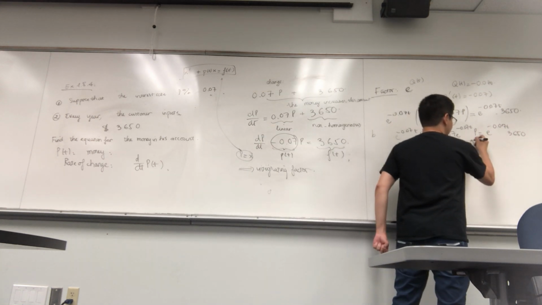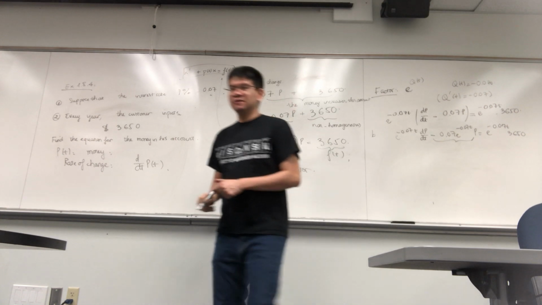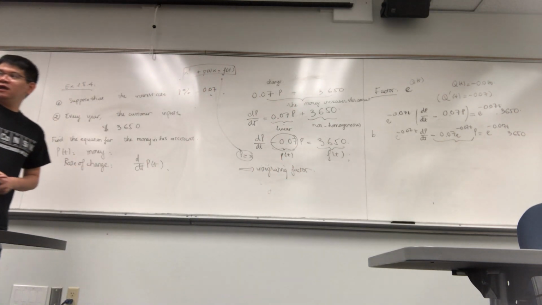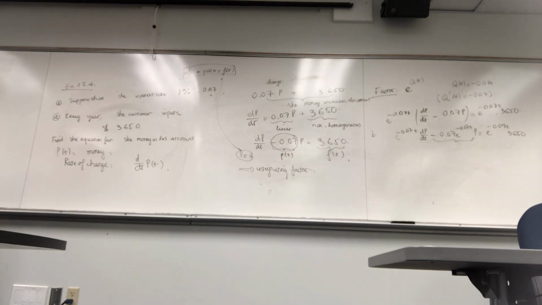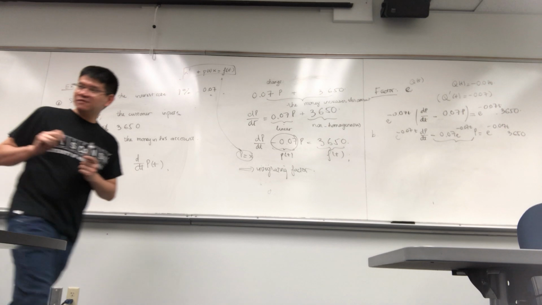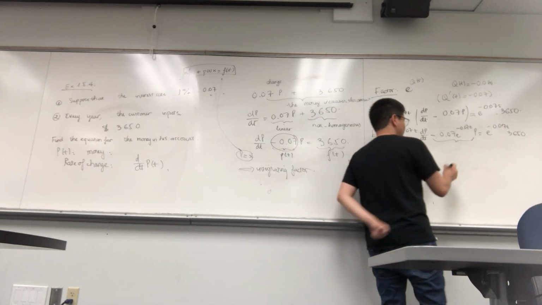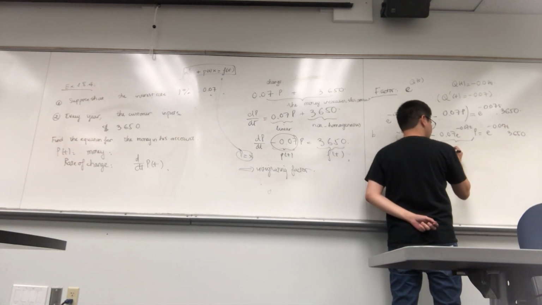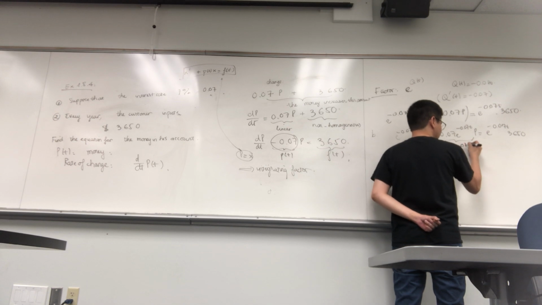All right? So what can we say about this term? Minus 0.07 times e to the power minus 0.07t, it's the derivative of e to the negative 0.07t. Yes, can you sign the back of the paper, please? So this is e to the power minus 0.07t, prime.